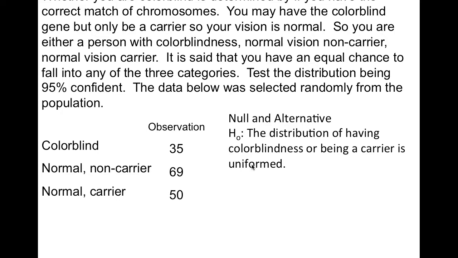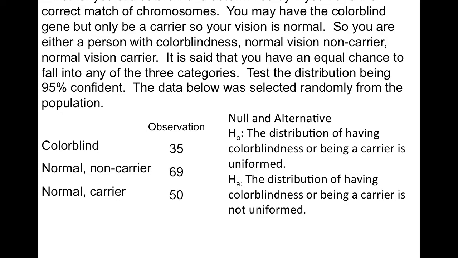The alternative here: the distribution of having color blindness or being a carrier is not uniform, which just means at least one. And I'm going to say it again, at least one. That's important there. At least one of those categories is not going to be similar to the other ones. And that's what we're going to be testing. Is there a difference in one of the categories? Now, for this example, it said equal chance for each one of the categories.